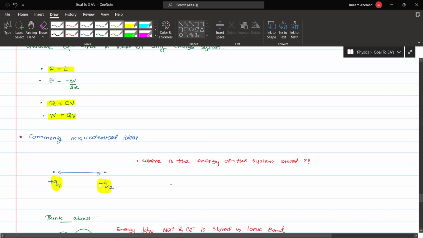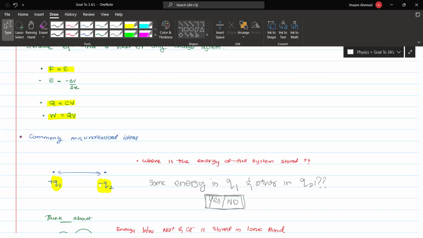Is it stored in each charge separately? Some portion is stored in Q1 and some portion is stored in Q2. Is that the case? What do you all say? Simple answer, yes or no? I'm not going to ask for explanations, just tell me yes or no, just to understand your idea. Some energy is stored in Q1, some is stored in Q2. Okay, I am getting answers. What about the others?